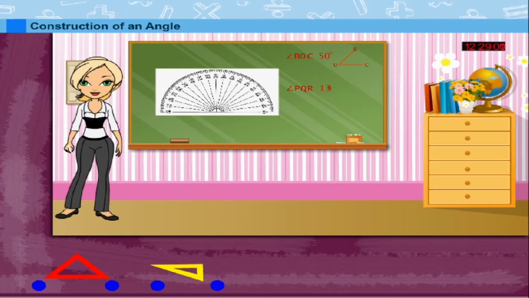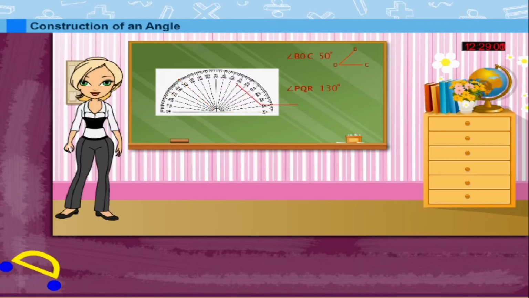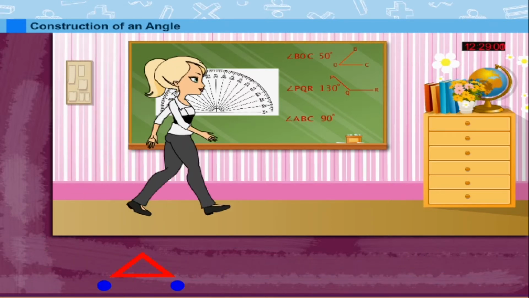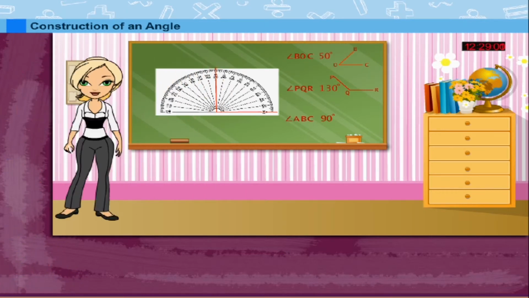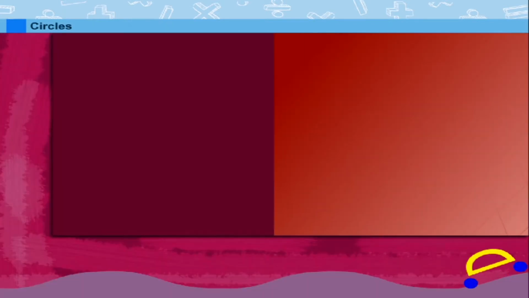She now has to make an angle of 130 degrees. So, she uses the same technique and makes angle PQR equals 130 degrees. Finally, Rosie ma'am makes an angle of 90 degrees using the same method. Angle ABC equals 90 degrees. That was fun, ma'am.